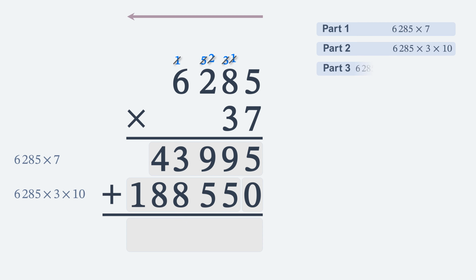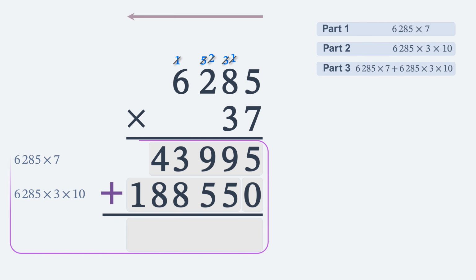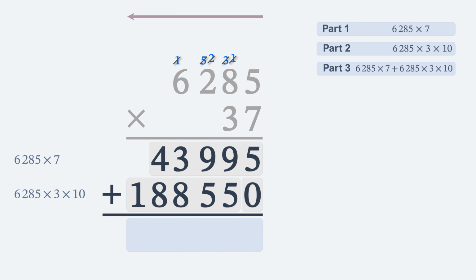Now we have to get the final answer. We need to add these two numbers together. These two numbers are already stacked up, like an addition problem should be. So we can add them column by column, starting from the ones place column, just like we did in the multi-digit addition video. 5 plus 0 equals 5. 9 plus 5 equals 14, so we write 4 and carry 1.